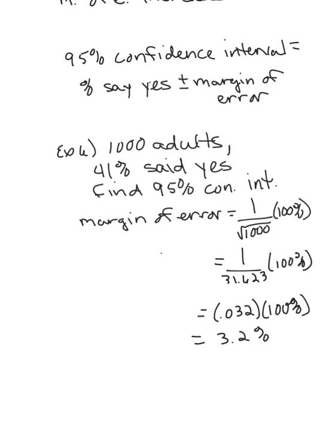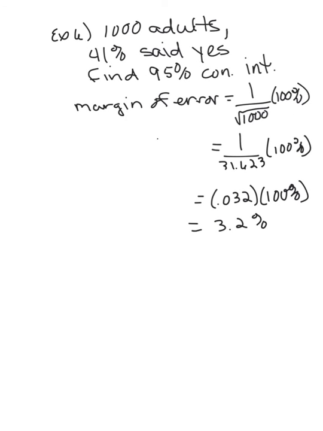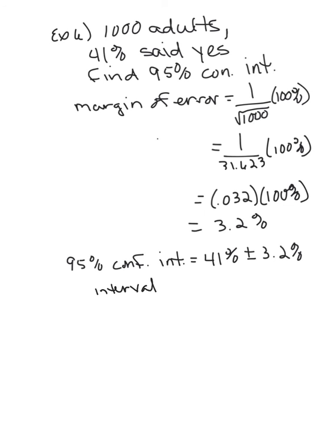We are not done with our question because our question was to find the 95% confidence interval. So our 95% confidence interval is the percent who said yes, which is 41, plus or minus 3.2%. If we do the subtraction and the addition that we see in that confidence interval, we will have an overall interval of 37.8% to 44.2%.